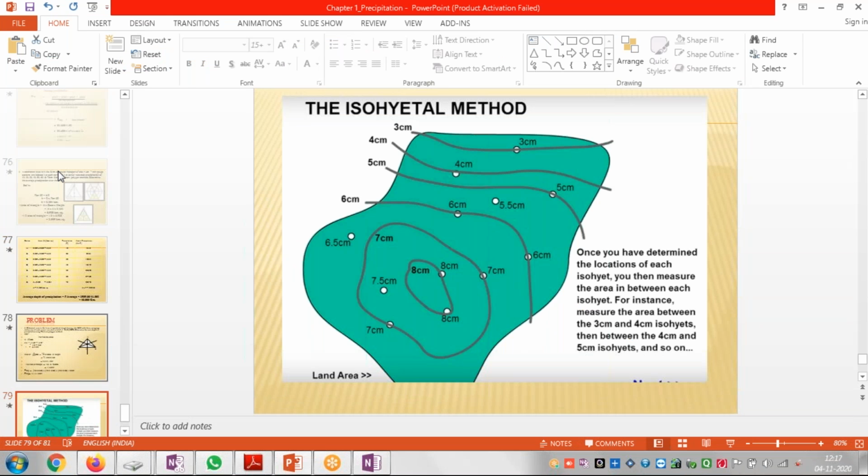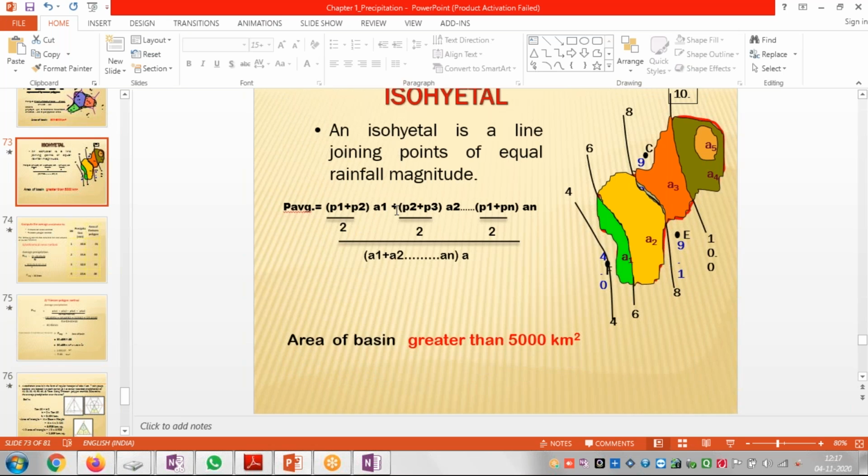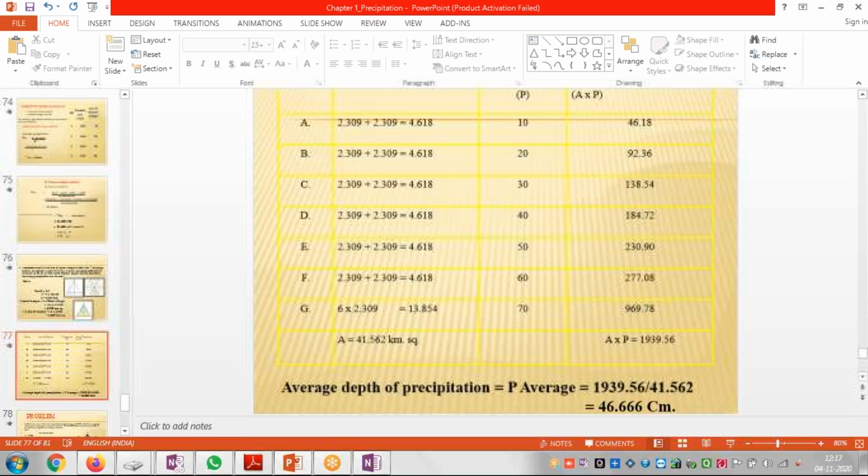We have already seen this. This is the formula: P1 plus P2 divided by 2 into A1, plus P2 and so on, divided by the total area, A1 plus A2 plus A3 plus A4 likewise. So the same formula we will apply here.